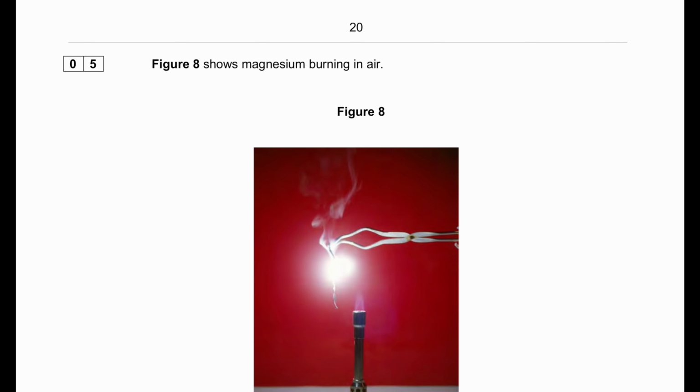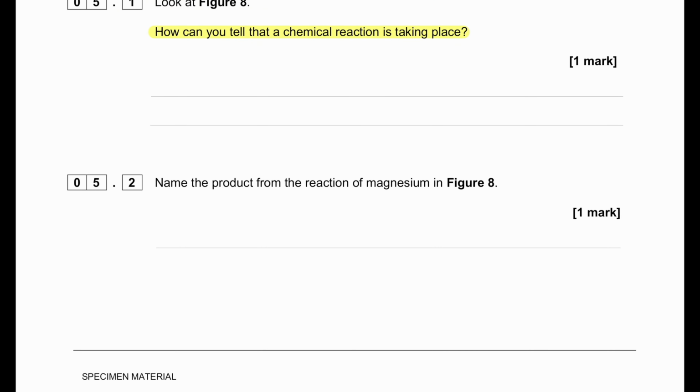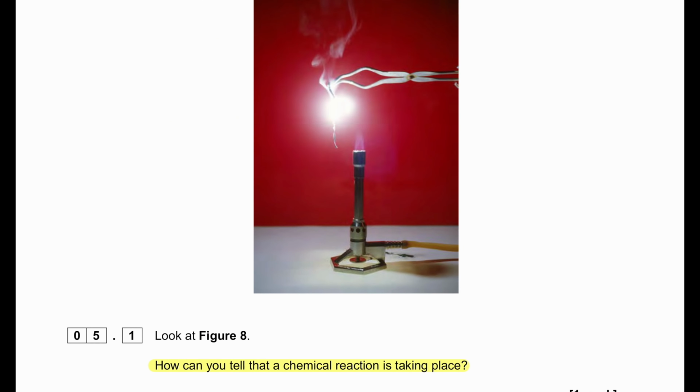Question number 5. Figure 8 shows magnesium burning in air. We can see that the magnesium is burning with a bright flame. How can you tell the chemical reaction is taking place? As you can see in this reaction, there is a flame and there is smoke evolving. That means a new substance is being formed, and the magnesium oxide that is forming is white in color, whereas the magnesium metal is silver in color.